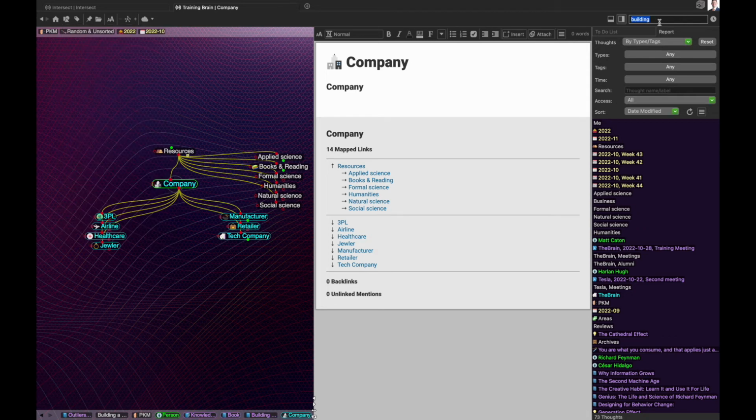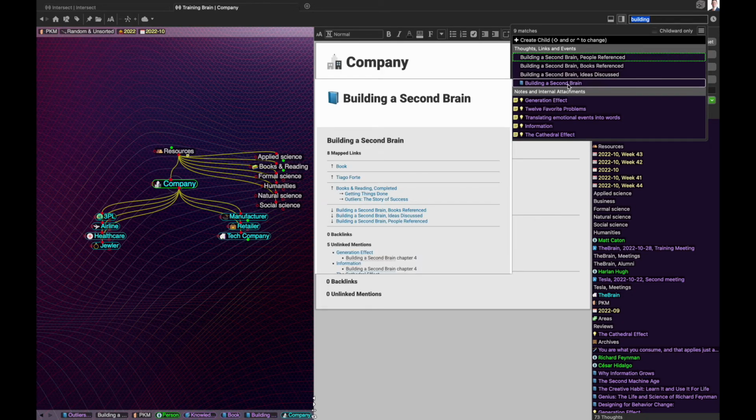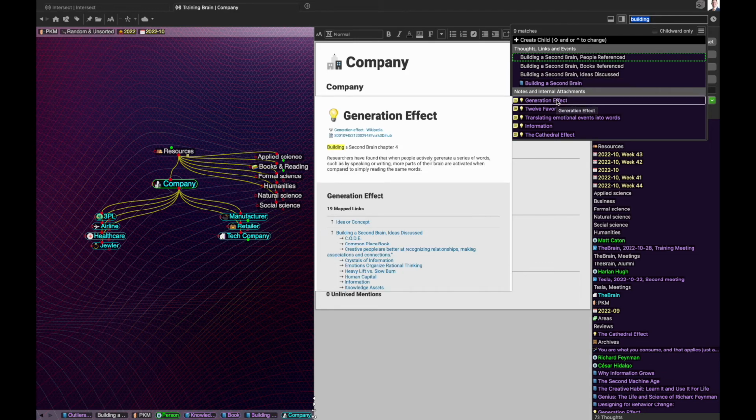If I were to go ahead and use a search and look for something like building, I can quickly find the book. I can find thoughts that include the word building in them and determine whether or not they're knowledge acquisition or something else.